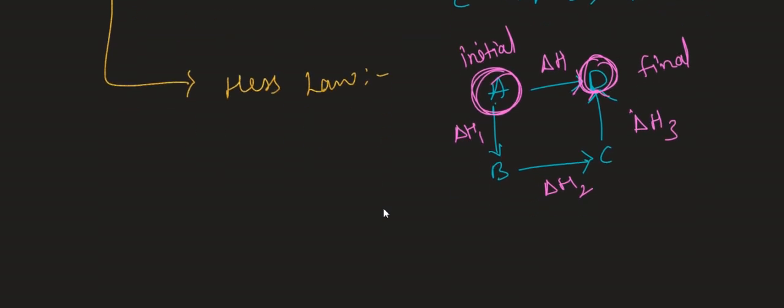So what will be Hess law? As per Hess law, delta H is equal to delta H1 plus delta H2 plus delta H3. These are the concepts of all thermodynamics. Numericals we'll do in one class. Done with all the theory part of this.